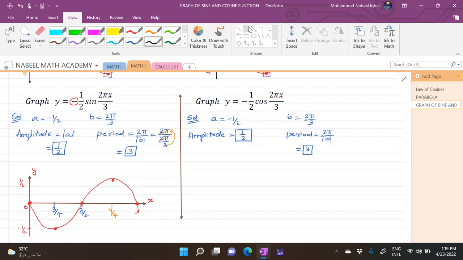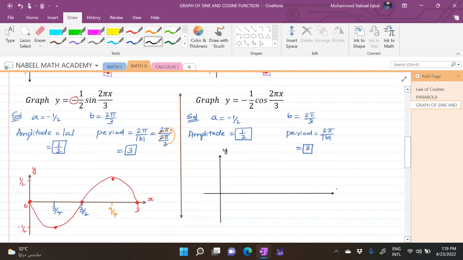So what should be the graph here? This is x and y, and then this one is plus half and this one minus half, and this is 0. And what is the full period, which is 3? Now the same rule: divided by 2, divided by 2 again, and lastly we have to multiply by 3. So you will have 9 over 4.